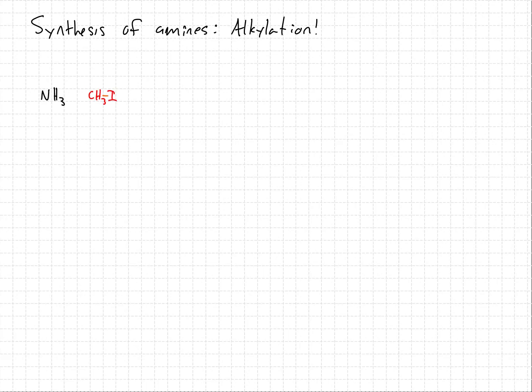Now let's talk about the synthesis of amines. The simplest method to use to synthesize an amine is by alkylation. Just as amines can be bases, they can also be nucleophiles, so we might imagine if we treat ammonia with an alkyl halide that we would have an SN2 reaction occur to alkylate that nitrogen atom.